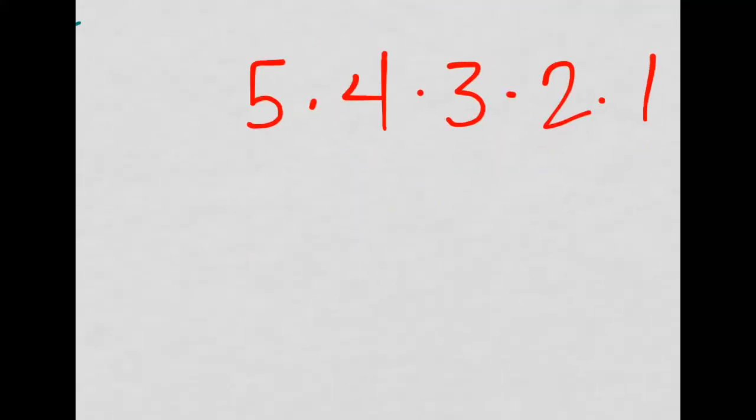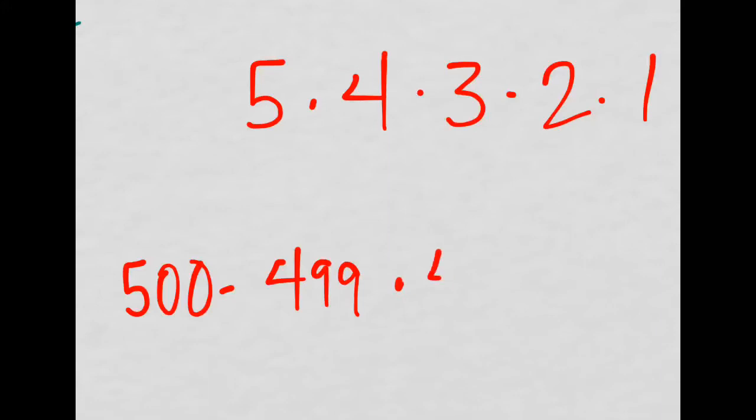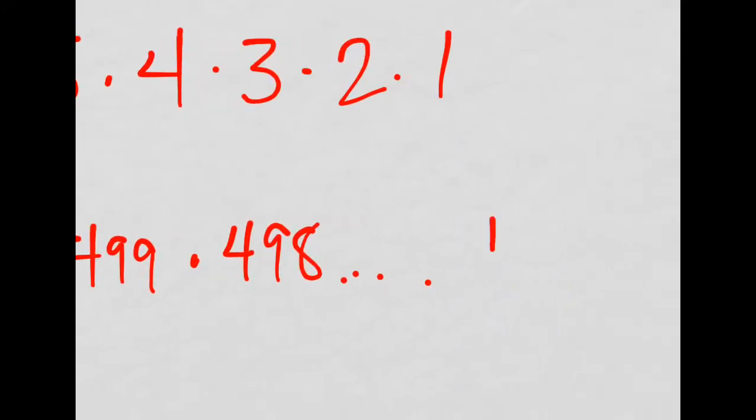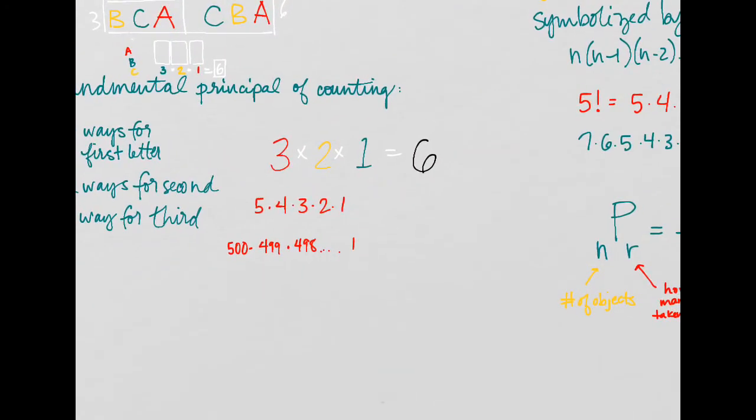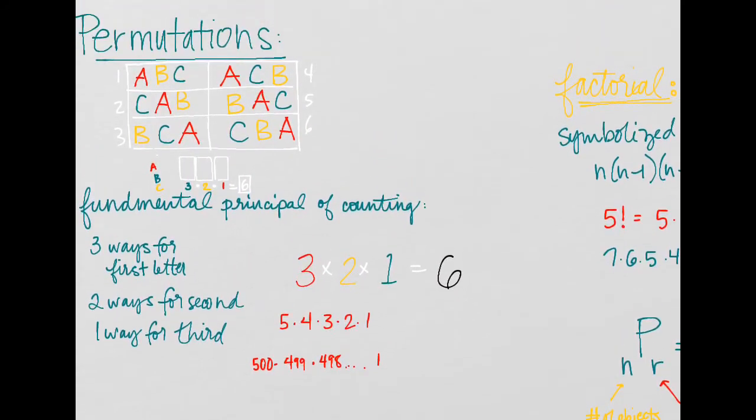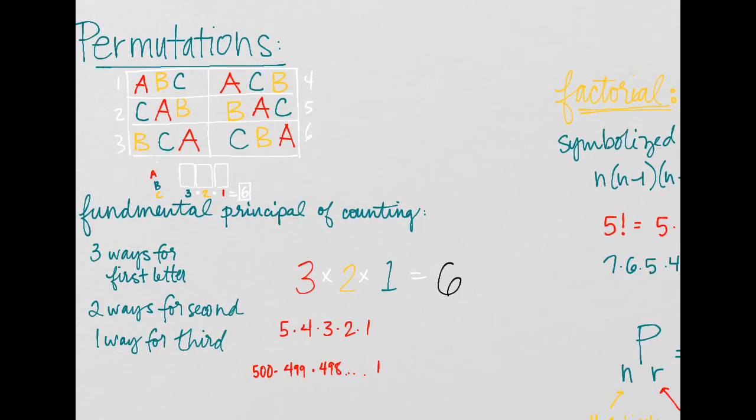If I started at 500, I would have 500 choices. That would multiply it by 499. Then I would multiply it by 498. Now, I am not going to do that forever and always, but I could keep going until I got to 1, right? And every time you put one letter in your new little blank spot, you would have one fewer to choose from the next time. Okay, fundamental principle of counting. These are permutations. The order really matters.